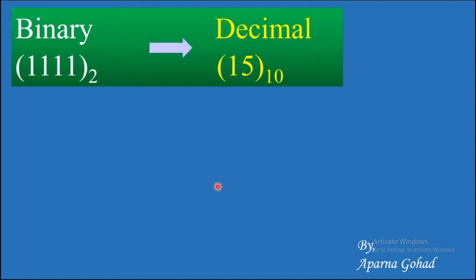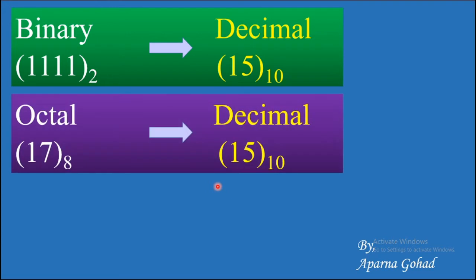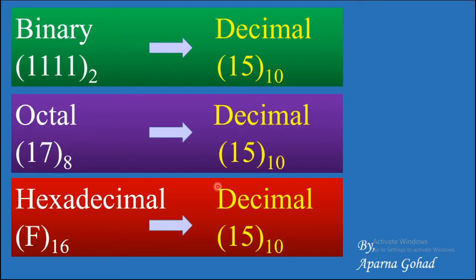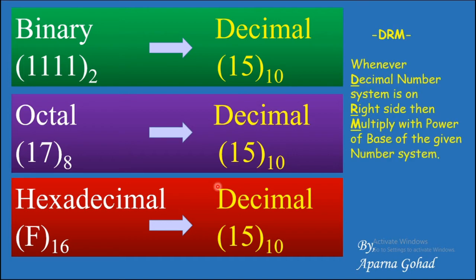In this video, we will see binary to decimal, octal to decimal, hexadecimal to decimal conversion. For this, remember the word DRM, which means whenever the decimal number system is on the right side, then multiply with the power of the base of the given number system.